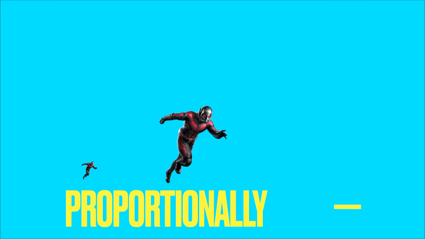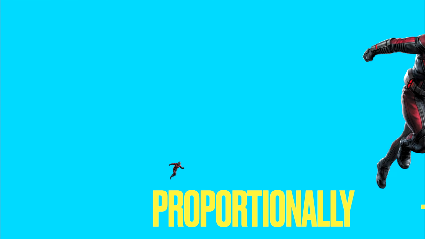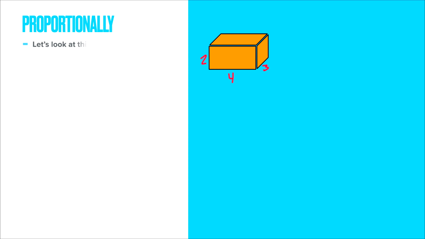Proportionally. All right, so let's just look at this rectangular prism. First off, what would the original surface area be? Well, remember, it's the perimeter of the base times the height. So 4 plus 3 is 7, so that's 14 times 2, which is 28, plus 12 and plus 12. So 28 plus 12 is 40, plus 12 more gets us 52 units squared. That's our total surface area.